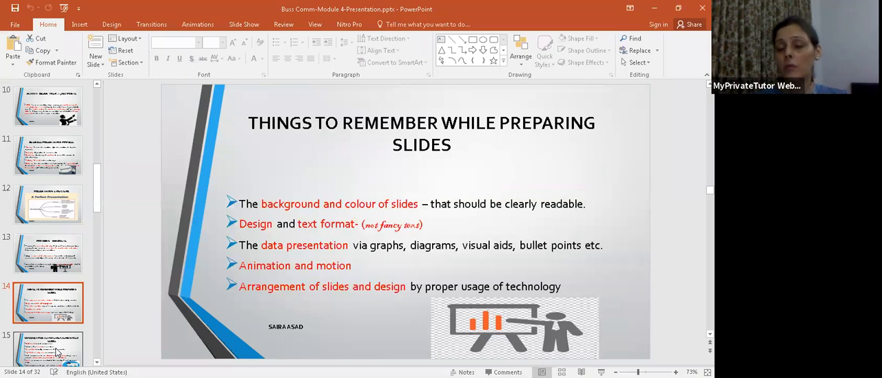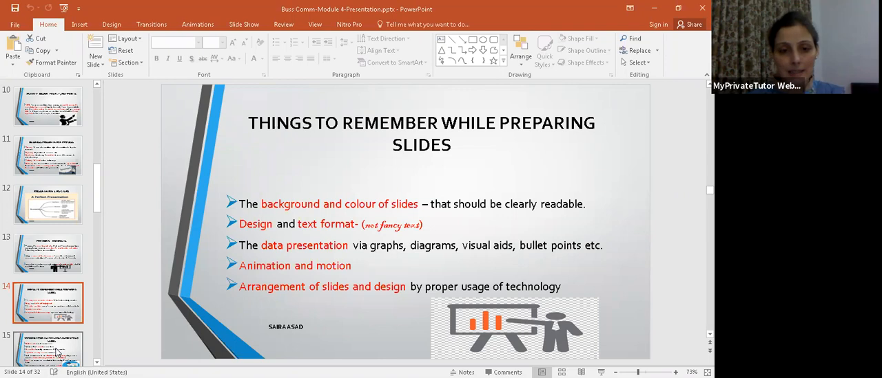Things to remember while preparing slides are very important for business communication, and you can apply them to other daily purposes also. We are going to focus on the slides and what sort of information goes in them. Every presentation should not have that much text. I'm framing all this from the business point of view. The background and the color of the slides should be very clear and readable.